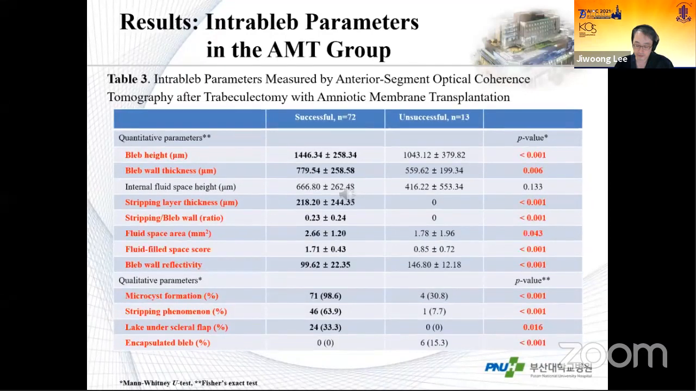When we look at intrableb parameters in the AMT group, we can see that bleb height, bleb wall thickness, stripping layer thickness, stripping to bleb wall ratio, fluid space area, and fluid filled space score were greater in the successful group, and microcyst formation, stripping phenomenon, and lake under the scleral flap were more frequent in the successful group, whereas bleb wall reflectivity was greater in the unsuccessful group and encapsulated bleb was more frequent in the unsuccessful group.